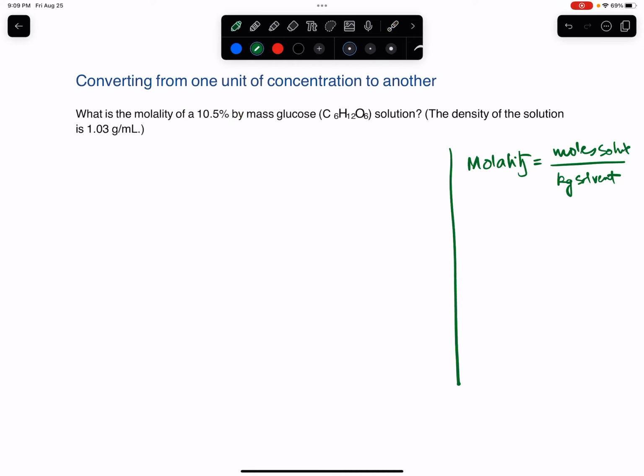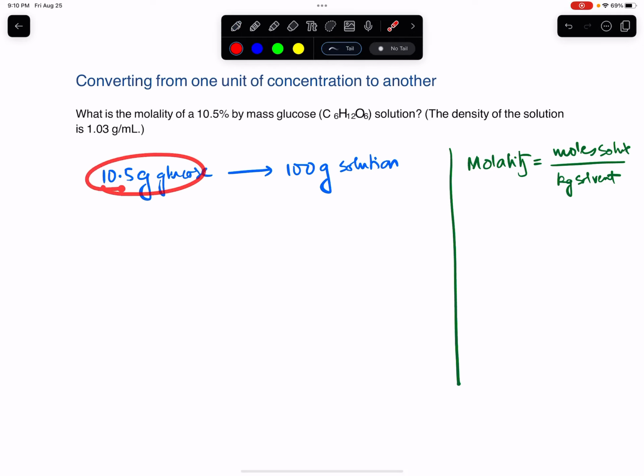All right, so percent by mass can also be written as 10.5 grams of solute, which is your glucose, for every 100 grams of solution. So 10.5 grams of glucose for every 100 grams of solution.